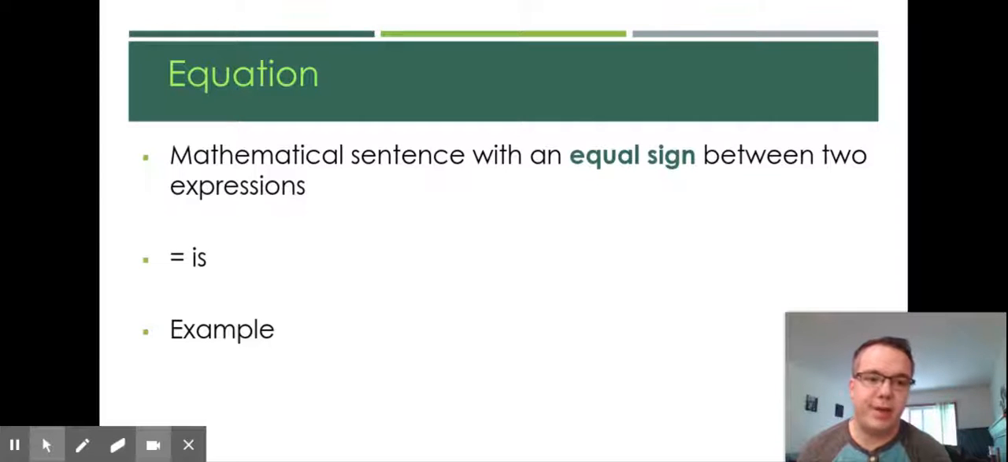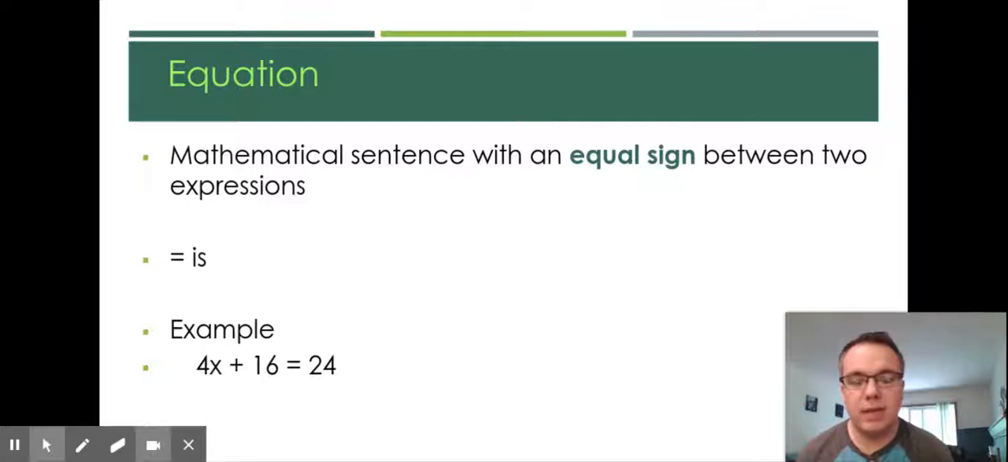And just a reminder, you can pause this video at any time and make sure you're writing these notes in your notebook. So an equation is a mathematical sentence that has an equal sign. So remember, an expression was a mathematical sentence without an equal sign. So an equation has an equal sign. And remember the word we're looking for to represent an equal sign in a word problem is "is." So for example, 4x plus 16 is 24, or 4x plus 16 is equal to 24, is an equation.